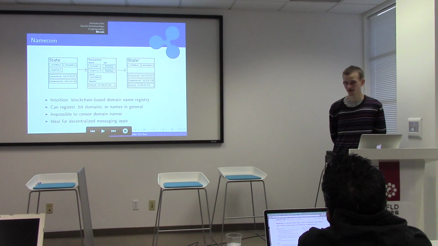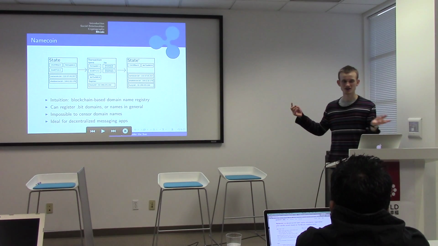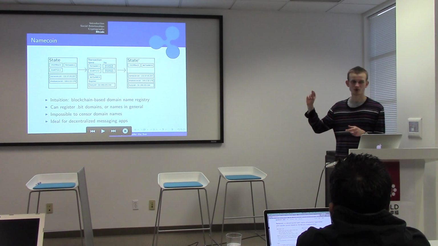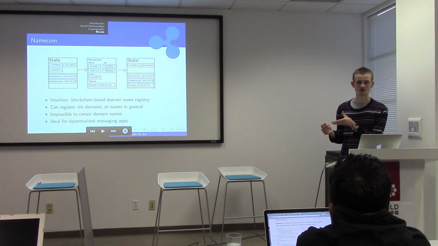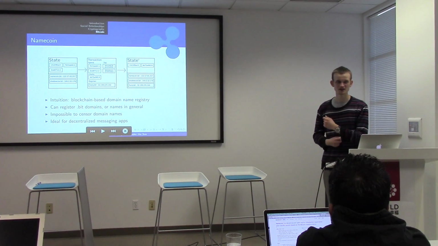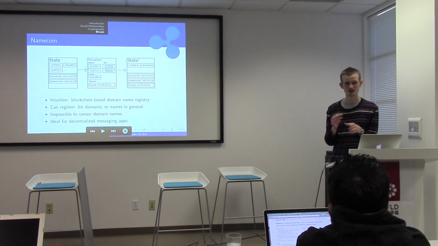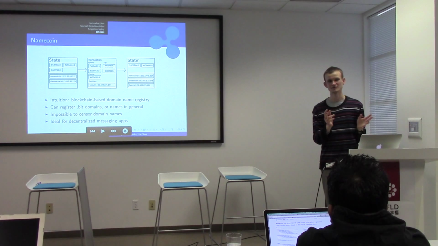So in Bitcoin, that process is applied to transactions. In Namecoin, it's the exact same process, except the functions that you're using are different. So instead of the nodes just validating that you have enough Bitcoin to send, the nodes also validate that you have enough Bitcoin to send, and if you're trying to register a domain that hasn't yet been registered.